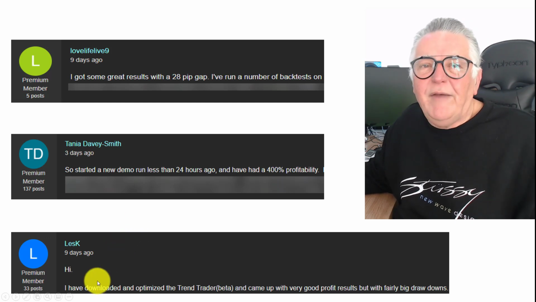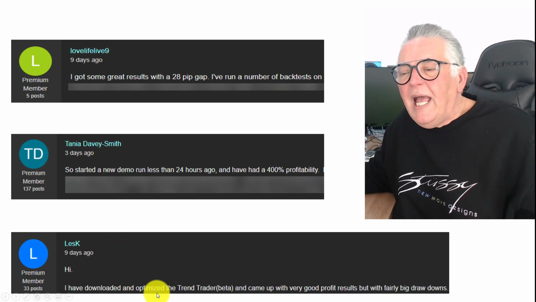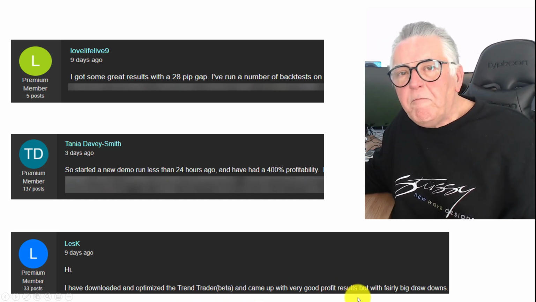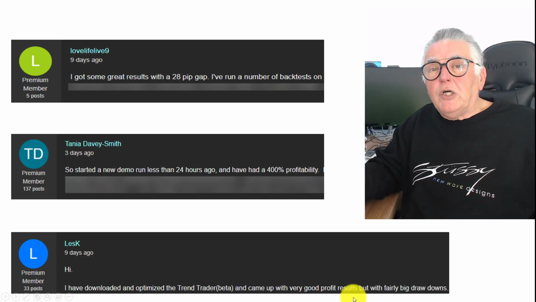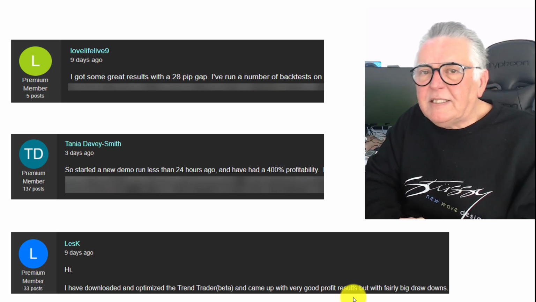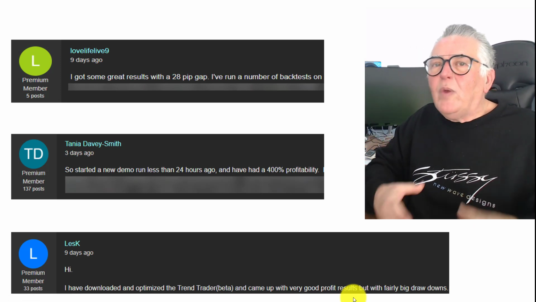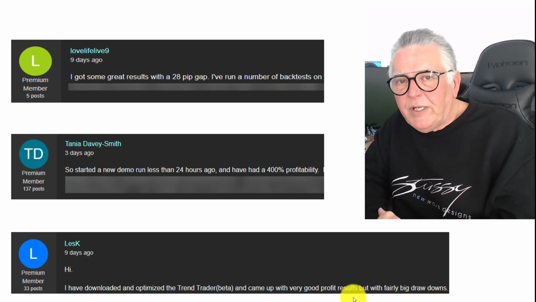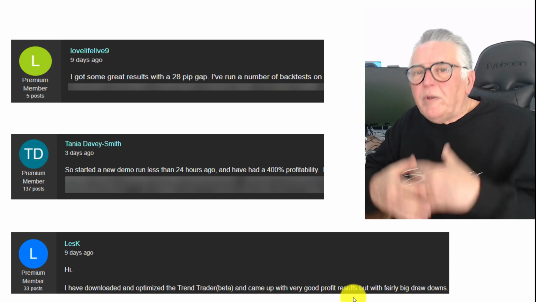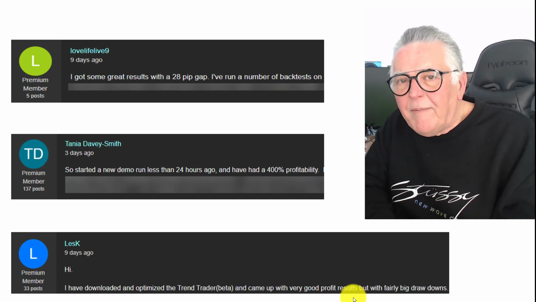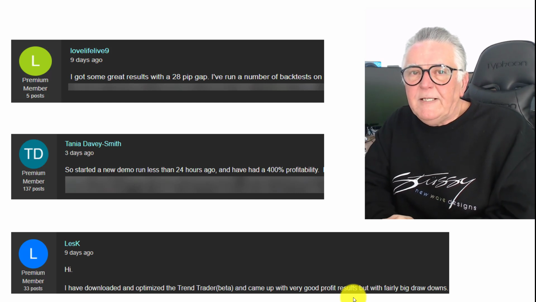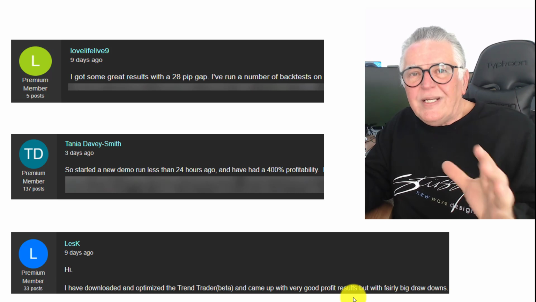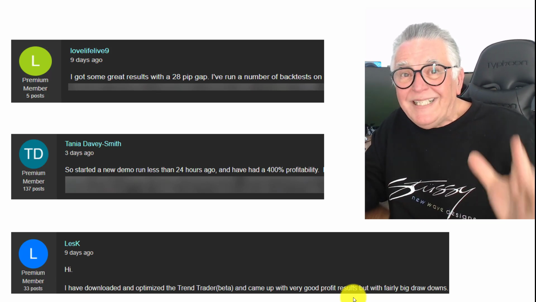But then we have other ones that said, "I've downloaded and optimized the Trend Trader and came up with very good profits but very large drawdowns." So there are mixed results that have come out, but on the whole we're on the right track, and we have added more and more improvements as we're going along. And no doubt we will, in the next week or so, most probably come out with a new version of the beta, thanks to these fantastic beta testers that are really putting that EA through a good testing process.